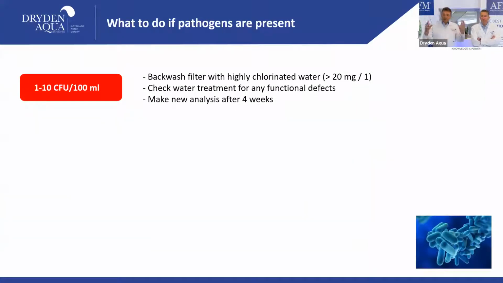This is according to the Swiss norms, and they are very similar for Austria and for Germany. I'm not sure about the other countries, but it's a good procedure. If you have Legionella in your pool water or in your filtrate, after the filter before chlorination, and you find more than 1 but not more than 10 CFU, colony forming units.